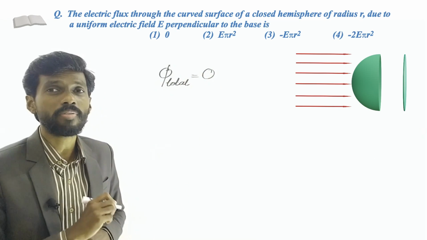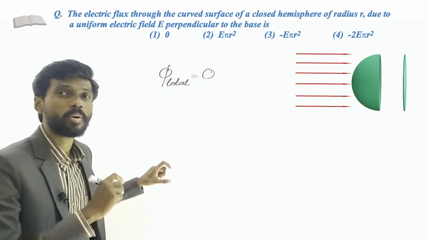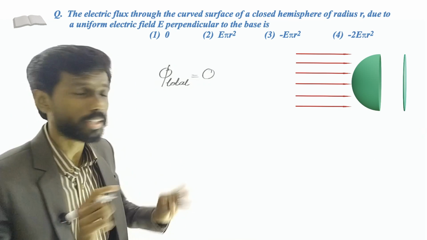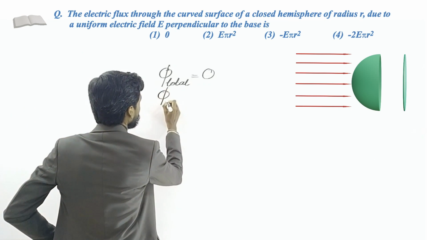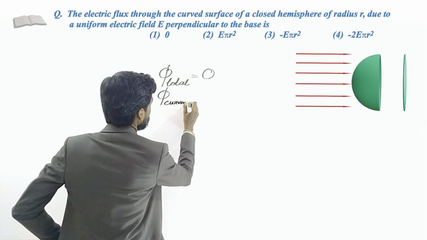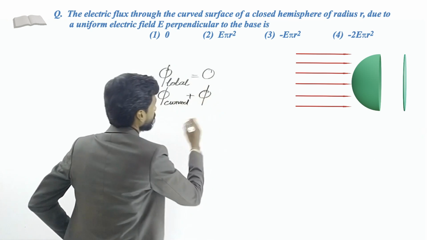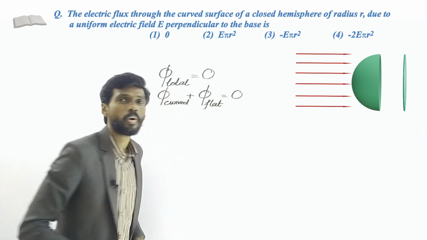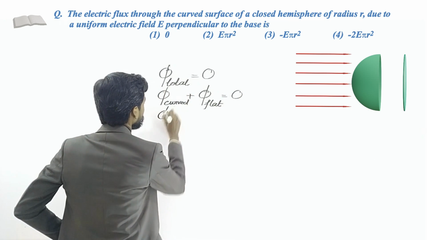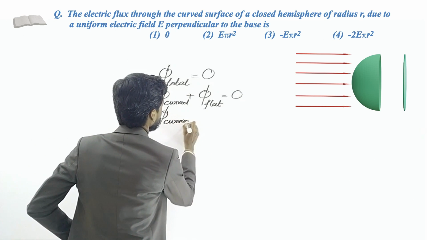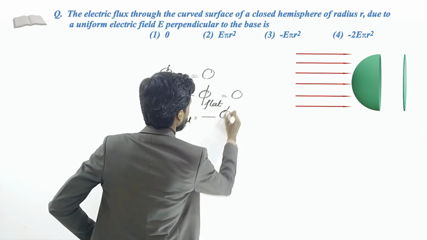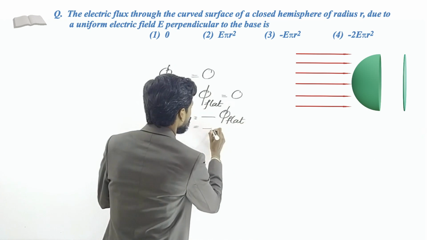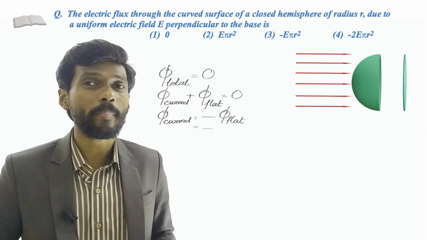What is meant by total flux? The flux through the curved surface and also the flux through the flat surface. These two values add up to 0. Do you understand? So that means the flux through the curved surface, let me write like this, plus the flux through the flat surface, this total is 0. That means the flux through the curved surface equals the negative of the flux through the flat surface. This one is very easy to find because the flat surface is already perpendicular to the electric field lines.